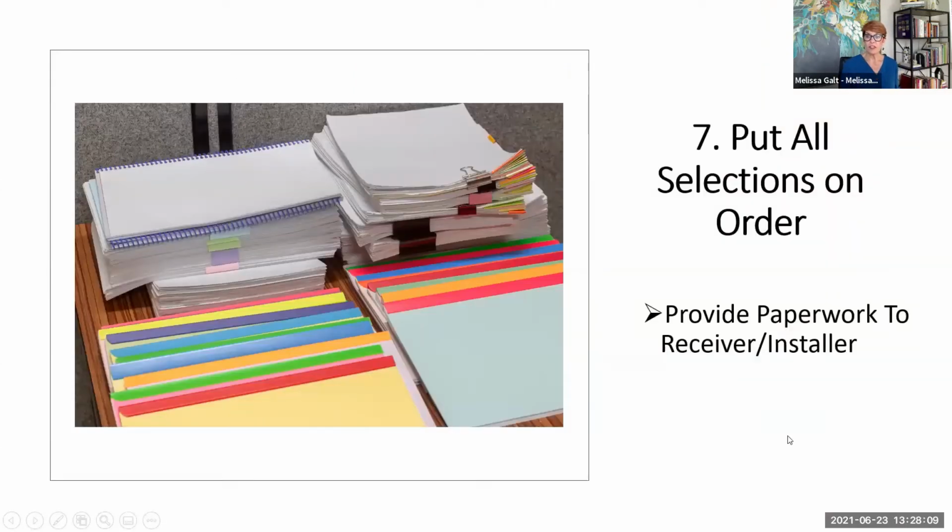Put all selections on your order and provide paperwork to your receiver installer at the point you're placing the orders. Why would you wait? If you wait, you're going to forget. You're going to call your receiver and say, you know, I think you're going to be expecting some things from Left Bank and Howard Elliott and Four Hands. We've got a big order coming in from Four Hands. Well, that doesn't really help them.